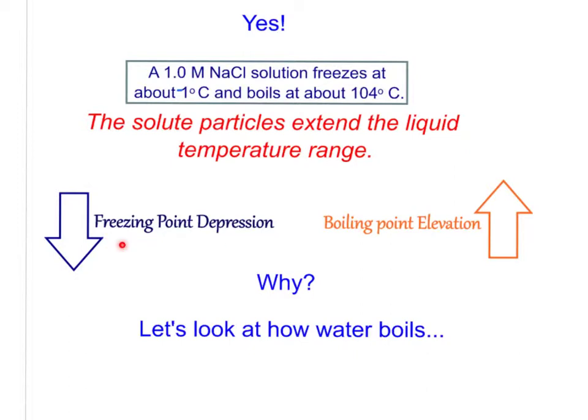In other words, it's called a freezing point depression. It lowered the freezing point to be even lower than it was, and a boiling point elevation. It raised the boiling point. Why did it do that? Well, let's look at how water boils.